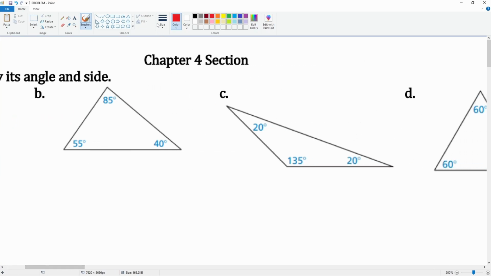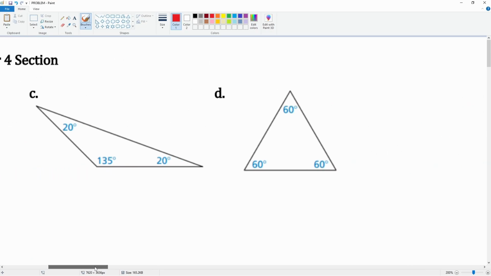Next, let's look at B. Notice this is less than 90, this is less than 90, and this is less than 90. Because they're all less than 90, we can write the word acute here. Since all the angles are different, like this is 40, which will tell you about this side, this will tell you about this side, and this will tell you about this opposite side. The fact that all the angles are different means all the sides are going to be different as well, defaulting this to be a scalene. So this is going to be acute scalene.